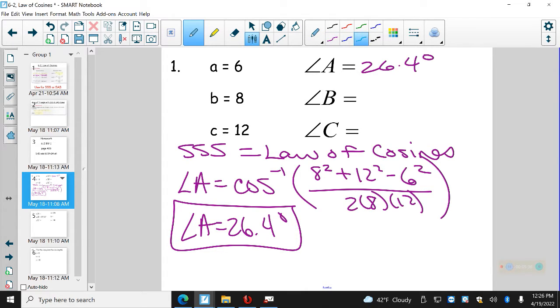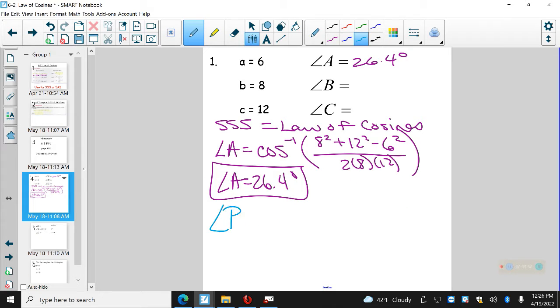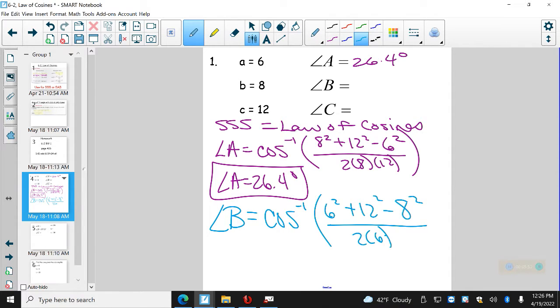Now, same exact thing, but we have to find angle B. Angle B, still using the law of cosines, is going to be the cosine inverse. This time it's going to be A squared plus C squared minus B squared, which is 8 squared, all over 2 times 6 times 12. Yes? And just have that formula sheet out with you the entire time as you do this homework assignment. Don't freak out about memorizing it. You will memorize it as you do it, I promise.